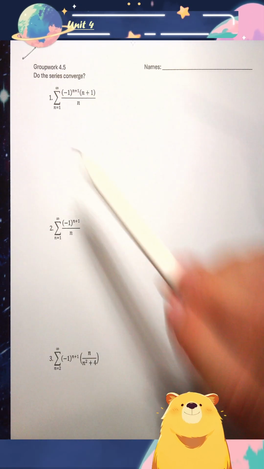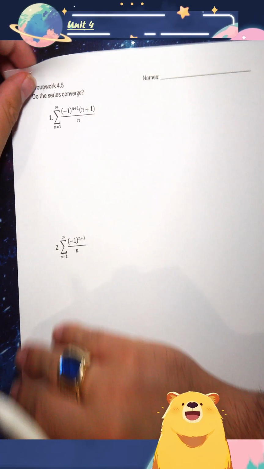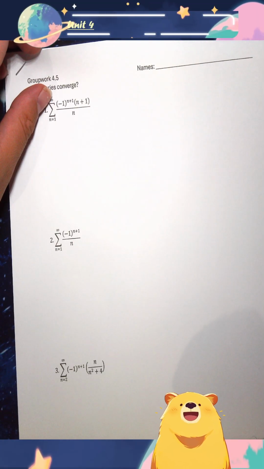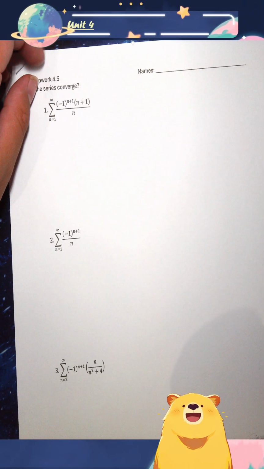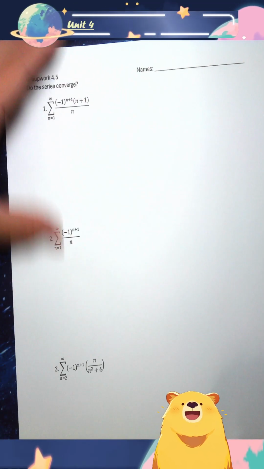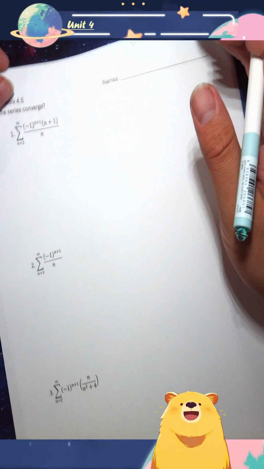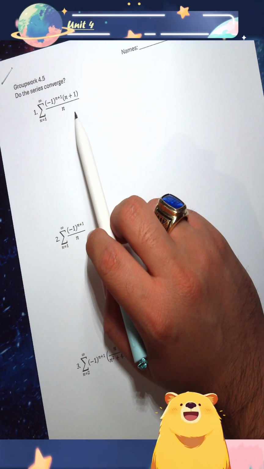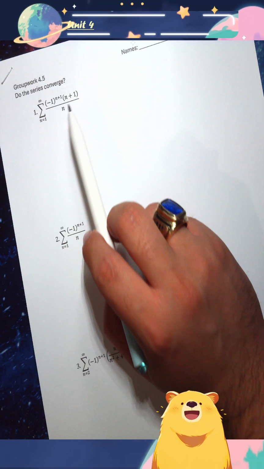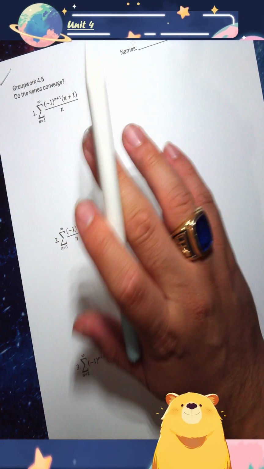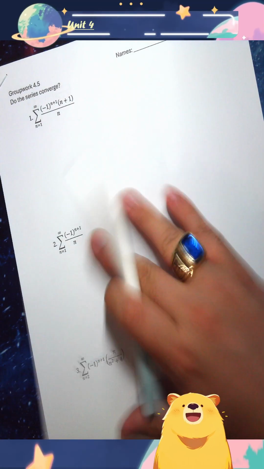So, do the series converge? It's tempting to do the ratio test, so I think we're going to do both. We're going to do the alternating series test, because these are all alternating series questions, and then the ratio test. I want to make sure I have my notes handy, because I don't want to mess up the notation. There you go.